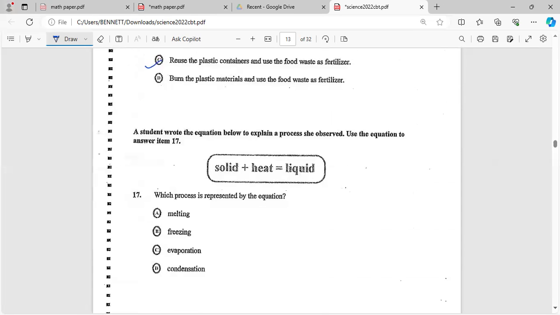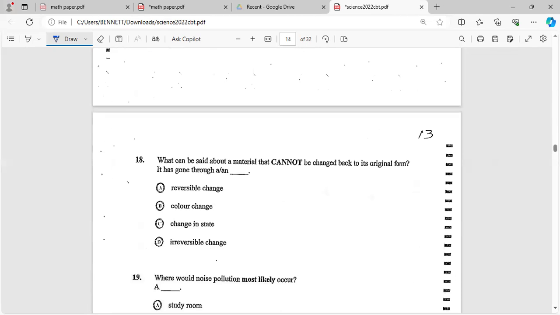A student wrote the equation below to explain the process she observed. Use the equation to answer item 17. Solid plus heat is equal to liquid. Which process is represented by the equation? Is it A, melting, B, freezing, C, evaporation, or D, condensation? Now it's solid and you heat it and it turns liquid, that should be melting. Just think about the ice, apply heat. All right, let's move on to number 18.